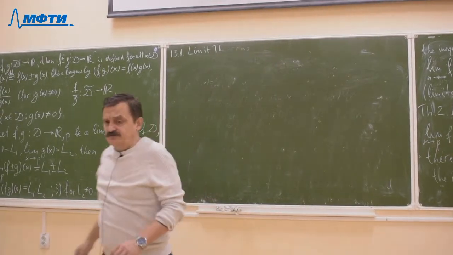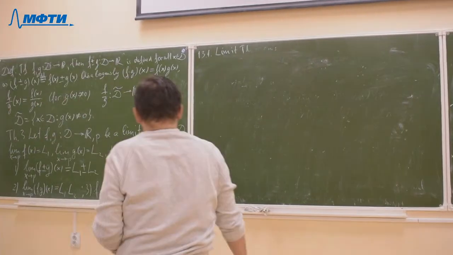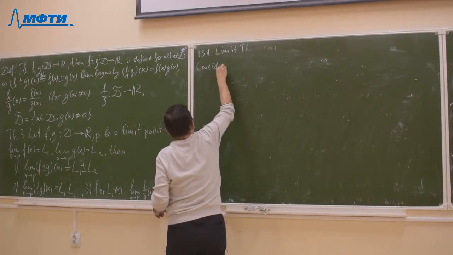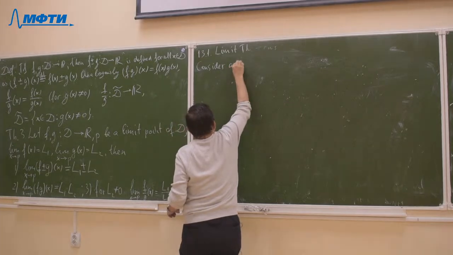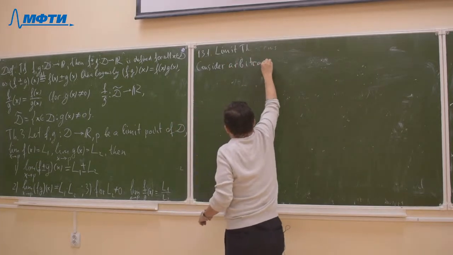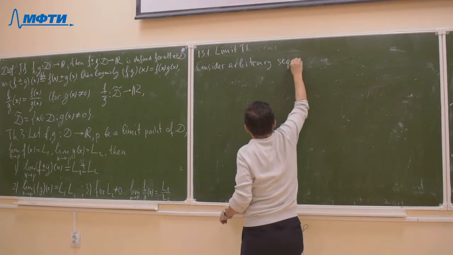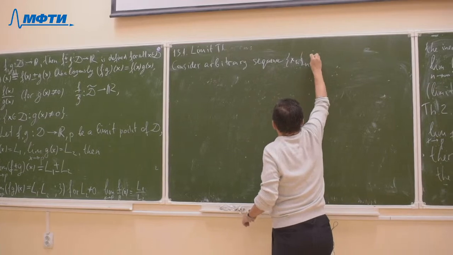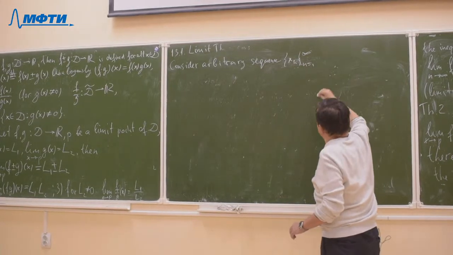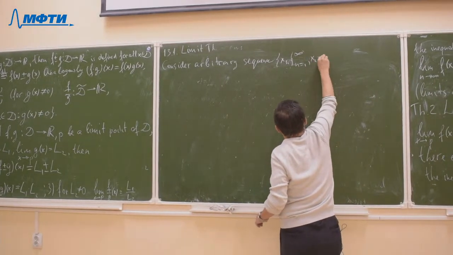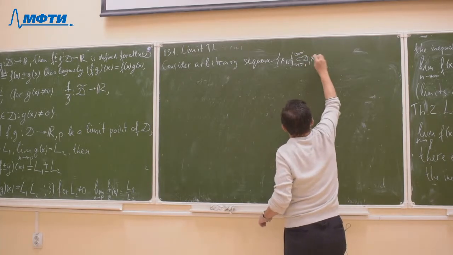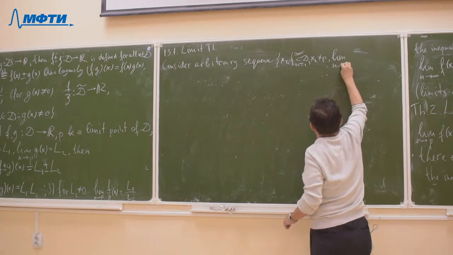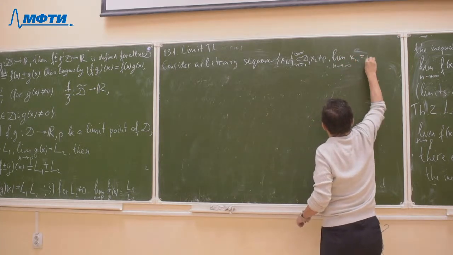Consider an arbitrary sequence xn, a Heine sequence in fact. So xn is in D, xn does not equal P, and the limit of xn equals P.